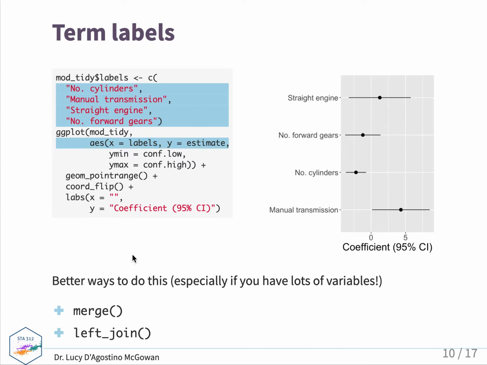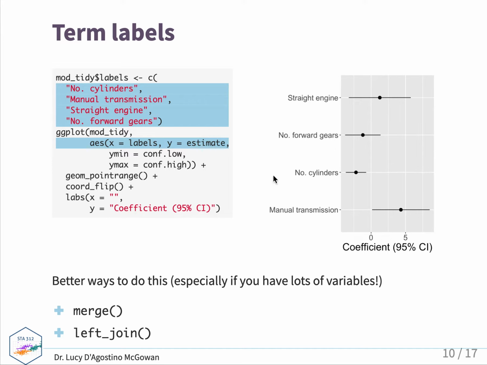There are better ways, especially if you have a lot of variables. And so I encourage you, if you're trying this out, to look into merge, or if you're familiar with the tidyverse, look into left_join. Those are going to be better ways to basically create a key to be able to map your variables to your labels.